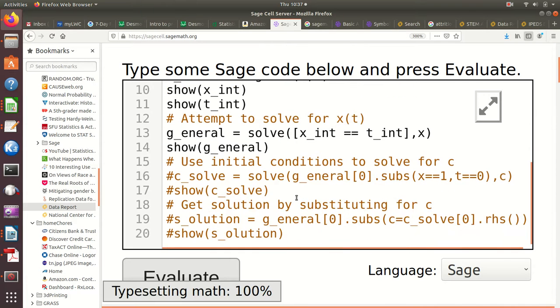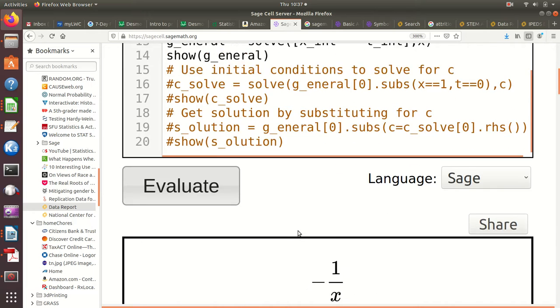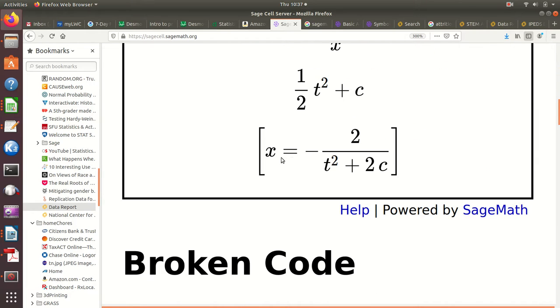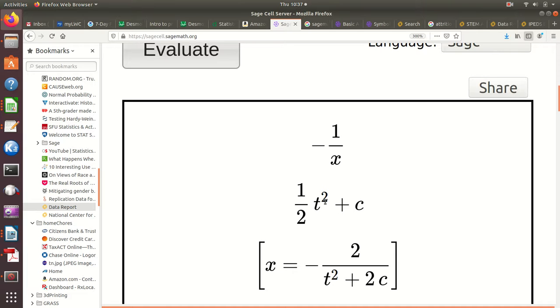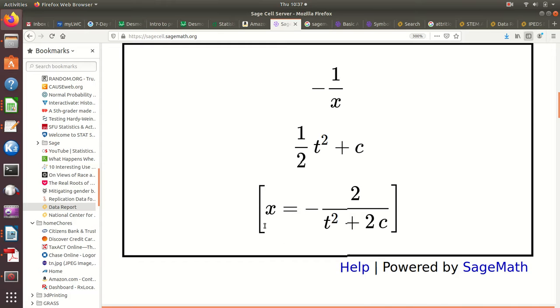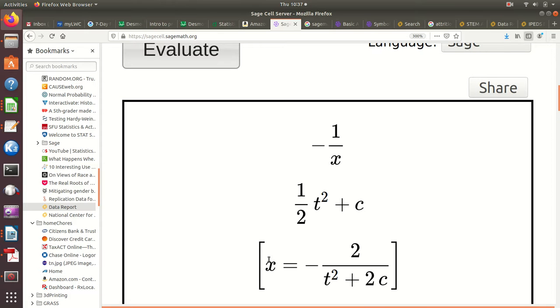So now I do that, and I look here and I see that x is equal to minus 2 over t squared plus 2c. Awesome. So it did the integrations for me and then solved for x for me. Now it may or may not be able to solve for x, but I'll try to do another example that maybe is a little tougher, maybe involves an x squared or a log x or something like that.